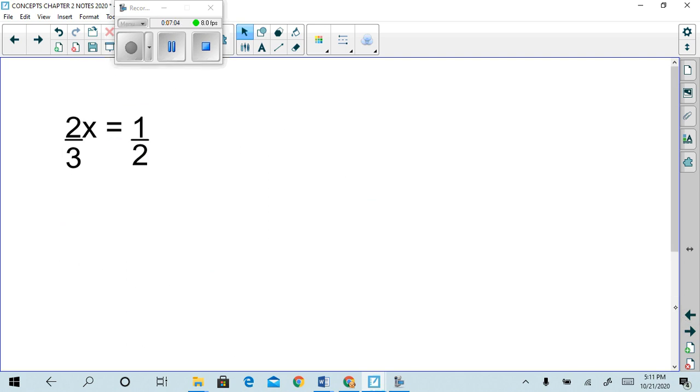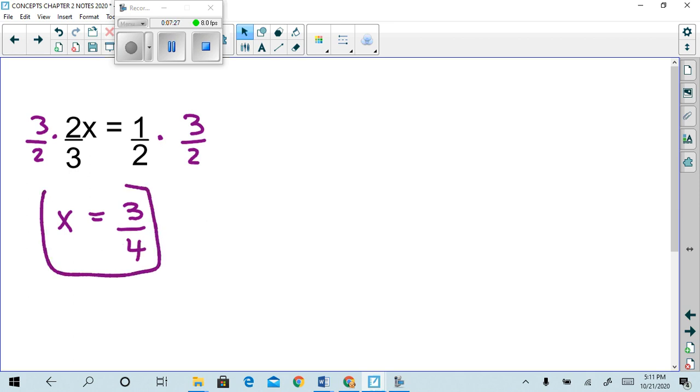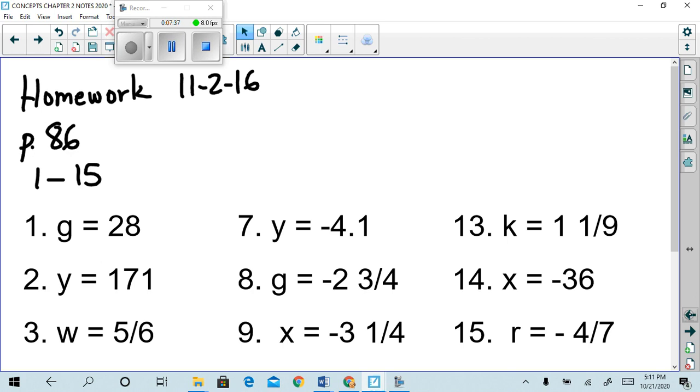One more one like that. When my coefficient is a fraction, I'm going to multiply by the reciprocal. By multiplying by the reciprocal, it cancels out to isolate x. Whatever I do on the left, I do on the right. Since I can't simplify, I'm just going to multiply my numerators and multiply my denominators, and there's my answer. All right, so if there's a fraction coefficient, you eliminate it by multiplying by the reciprocal.